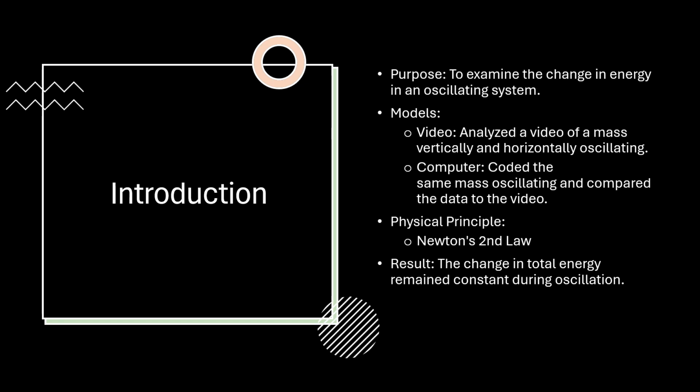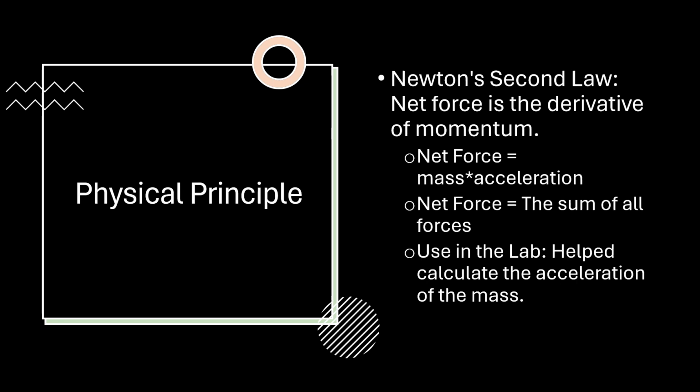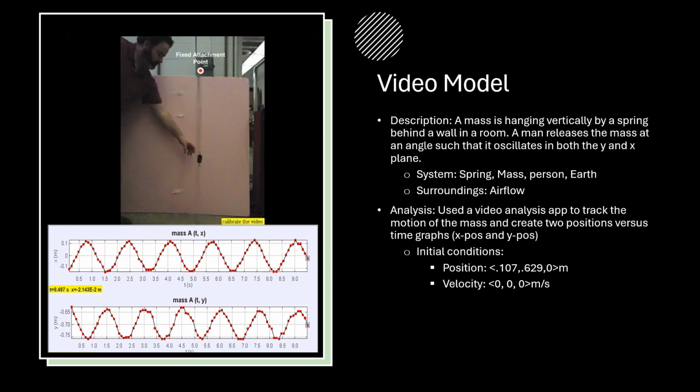The physical principle I used was Newton's second law, and in this lab I discovered that the change in total energy remained constant during oscillation. Newton's second law essentially states that net force is the derivative of momentum, which can be interpreted as either net force equaling mass times acceleration, or net force being the sum of all forces acting on an object. I use this in the lab to help calculate the acceleration of the mass.